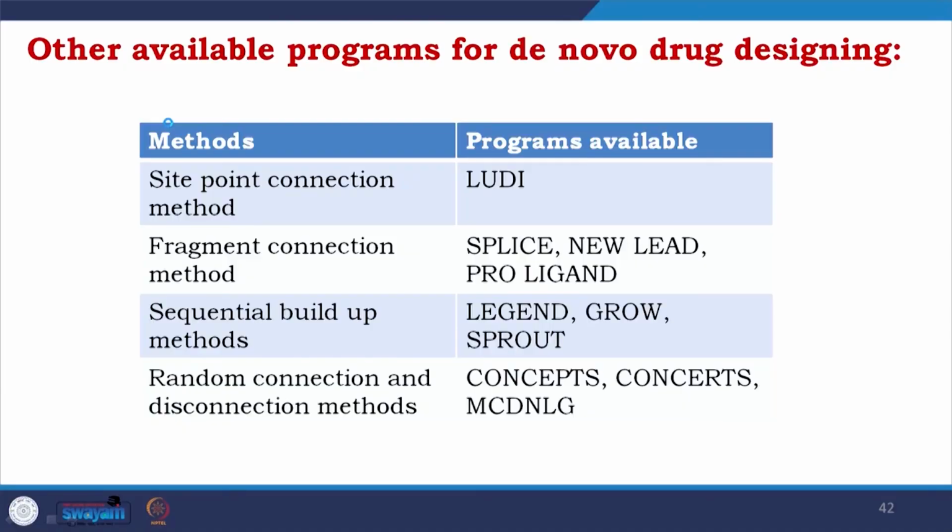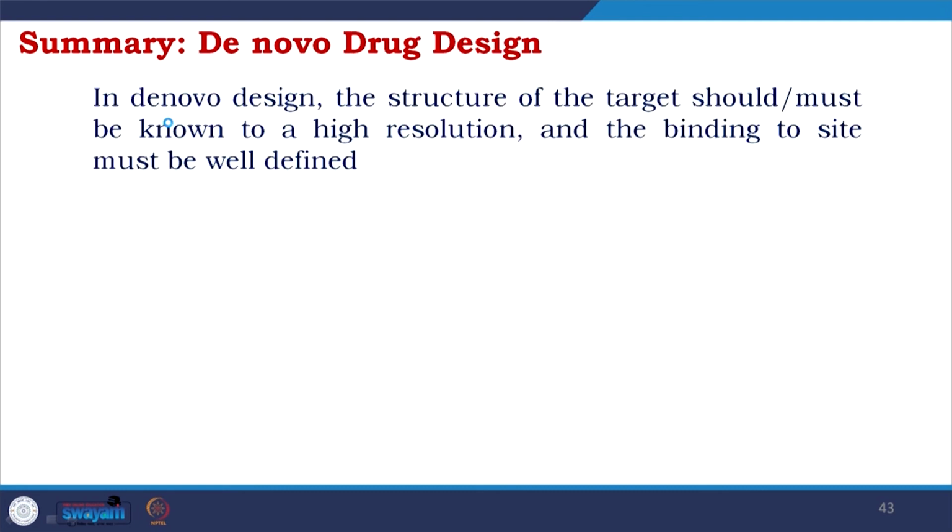There are other programs available for de novo drug designing. For the site point connection method, there is LUDI. For the fragment connection method, there are SPLICE, NEWLEAD, PROLIGAND. For the sequential build up method, LEGEND, GROW, SPROUT. For the random connection and disconnection method, CONCEPTS, CONCERTS, MCDNLG.